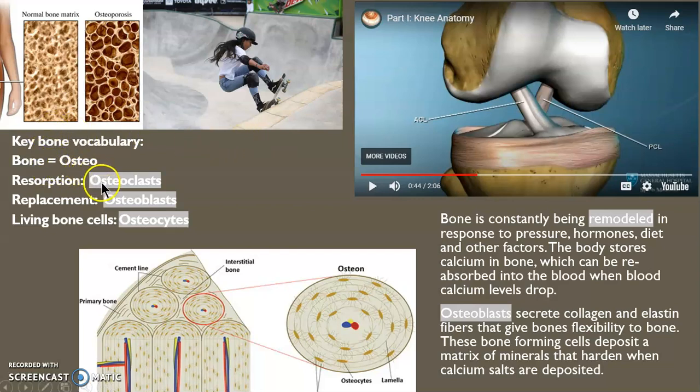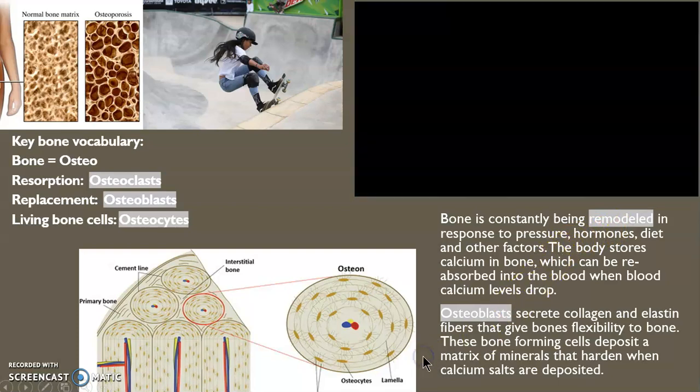Osteo means bone. Osteoclasts are going to reabsorb. Osteoblasts are going to deposit it. And osteocytes are your typical bone cells that occur in these concentric rings I'll be talking about. All right, so be thinking about this. Remodeled constantly. Pressure, hormones, diet. Every day our skeleton's changing.